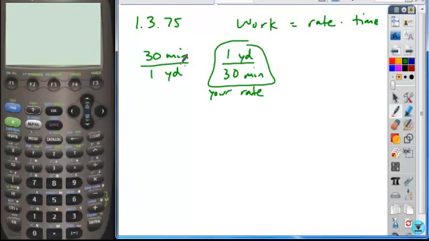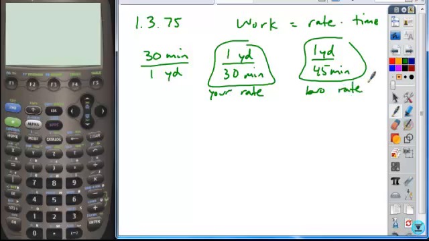Again, these are equivalent conversion factors. 30 minutes is equivalent to 1 yard when you're working. And your brother's rate is 1 yard per 45 minutes. Those are the amount of work that you can get done per time.